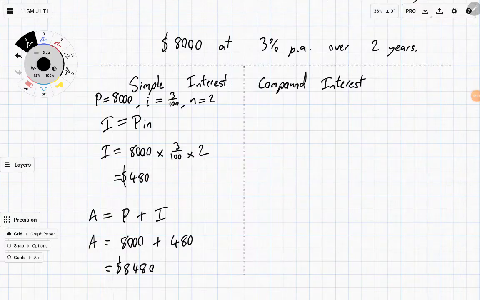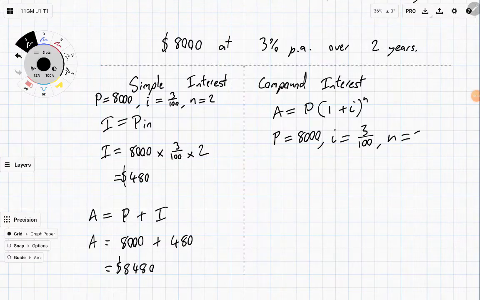Alrighty, let's have a look at compound interest instead. So compound interest skips the interest step. So if you need to find the interest, you have to work backwards for that. So A is equal to P(1 + i)^n. And it's all exactly the same units as before. P is equal to 8,000. i is equal to 3 over 100. n is equal to 2. And we're good to go. So A is equal to 8,000, now the brackets are implied multiplication, (1 + 3 over 100), all to the power of 2.